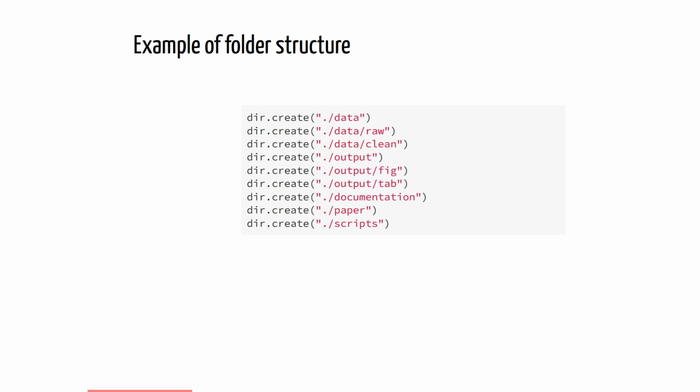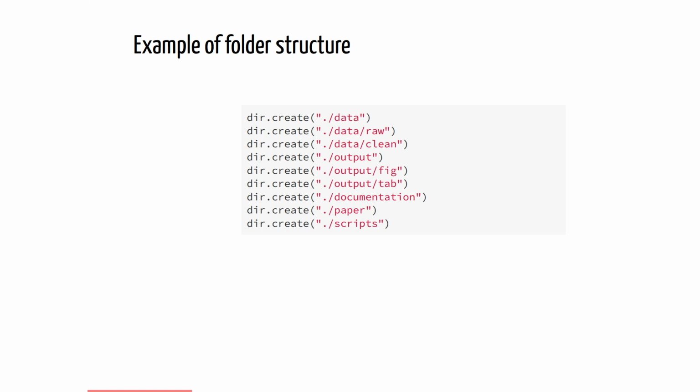So here, for example, we have a folder called data, and within that we have a subfolder called raw, and that's where we'll have all the raw data, and a subfolder called clean, where we'll have all the clean data. Then we have another folder called output, and here we can save all our outputs. And here we have two subfolders, one for figures and one for tables. We have a subfolder for documentation, one for our paper or report, and one for our scripts.